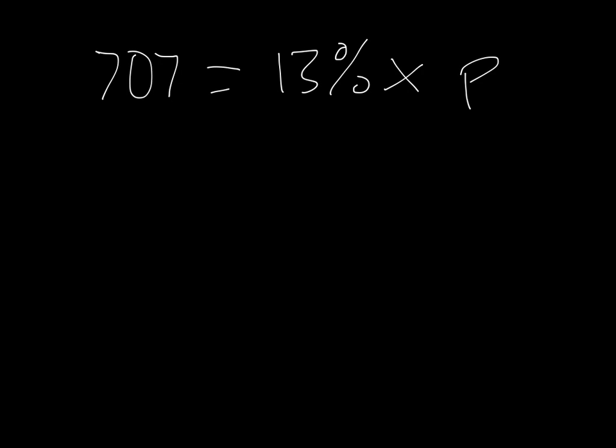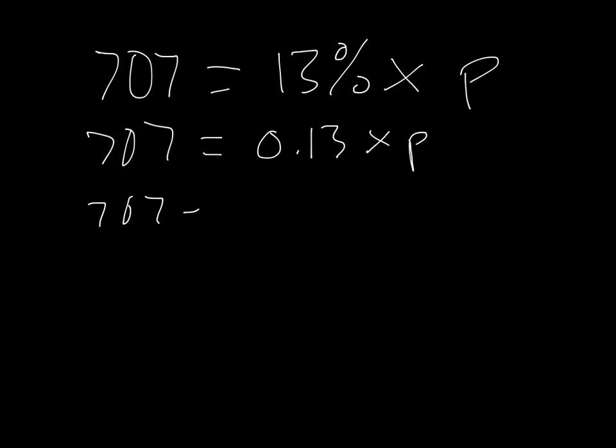707 people are 13% of the population. Does that make sense? If you could write it out, that type of number sentence, this will be a little bit easier. So, what's the next step? Convert it to a decimal. 707 equals 0.13 times p. Now I need that p by itself. Divide. 707 divided by 0.13 equals p.